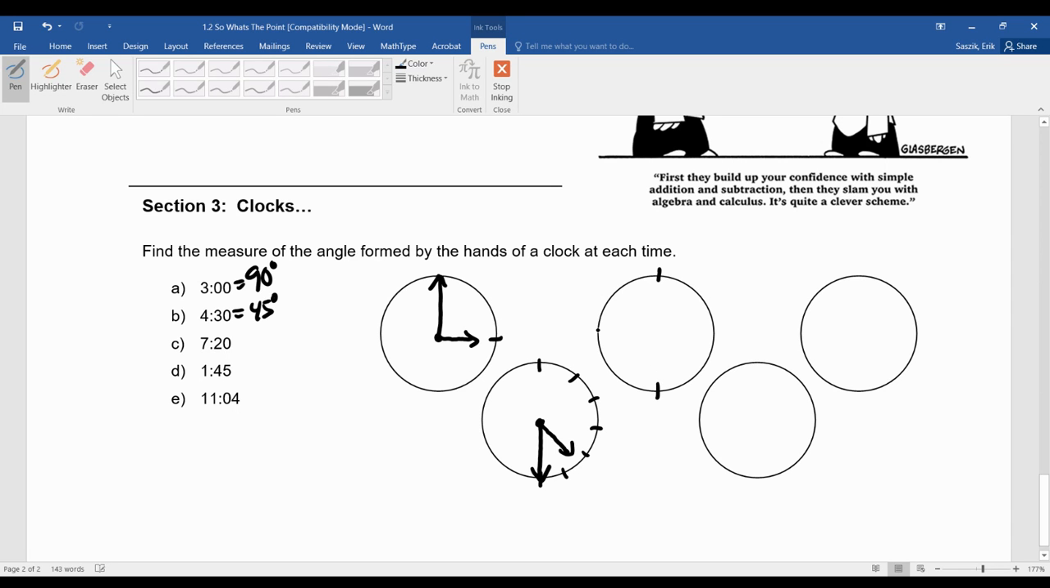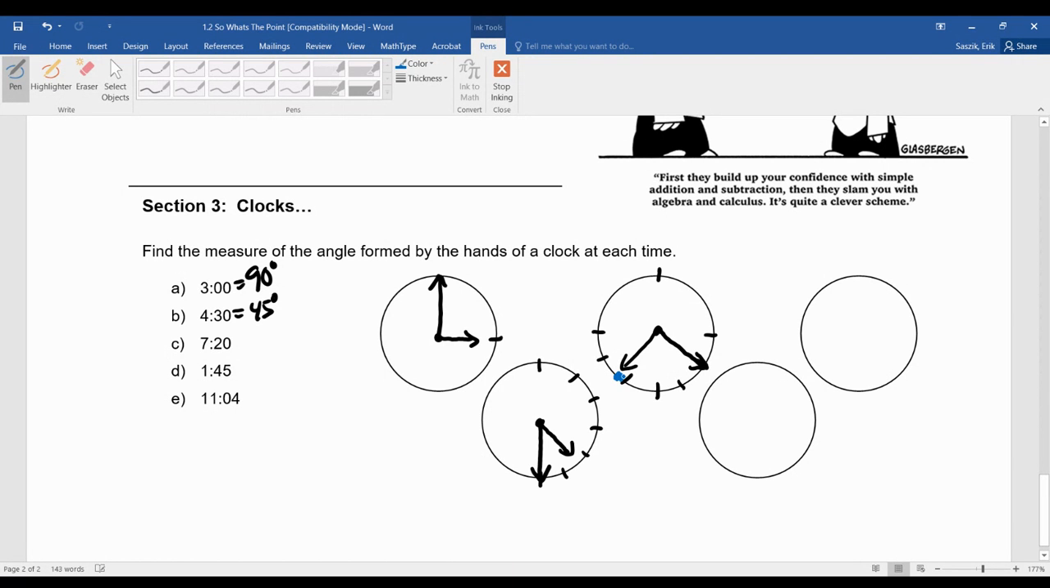So 7:20, that one's not that hard either, is it? Because 7:20 means the minute hand is right there, exactly on the 4. And the hour hand is going to be roughly like that. Now, most of you can probably guess this one. We're looking at 1, 2, 3 full sections, so that's 90. And then remember, this whole section's 30, but we don't have the whole thing. We only want this partial piece here.